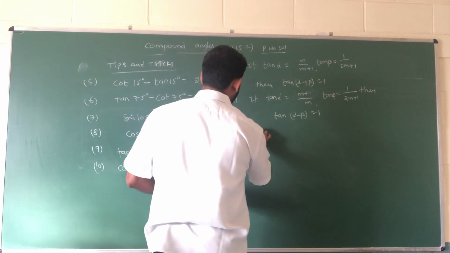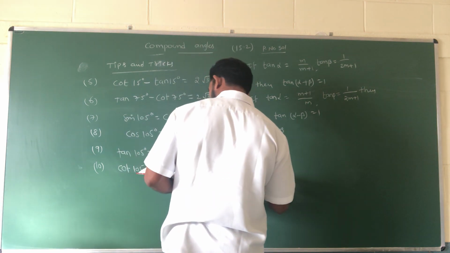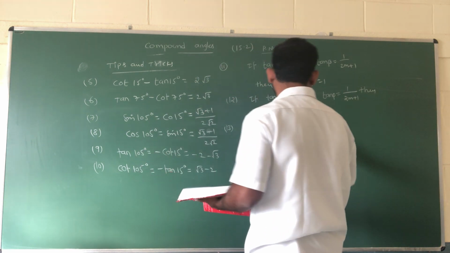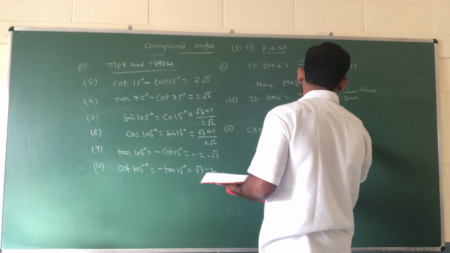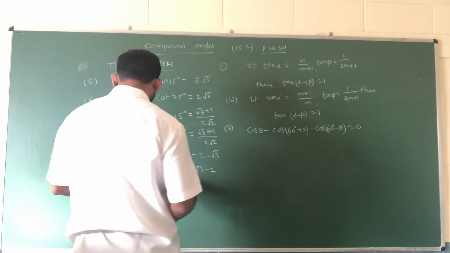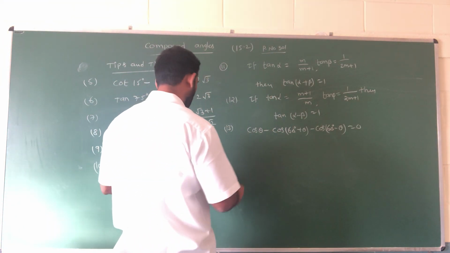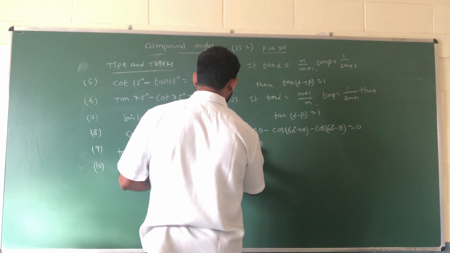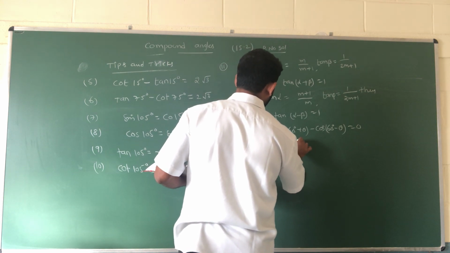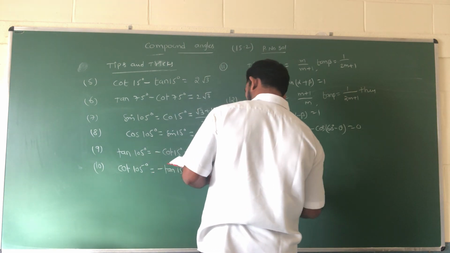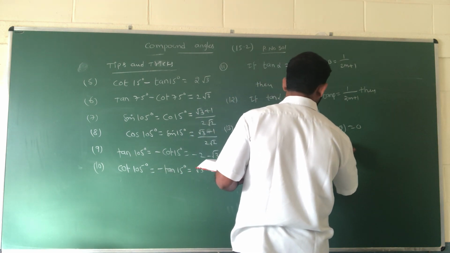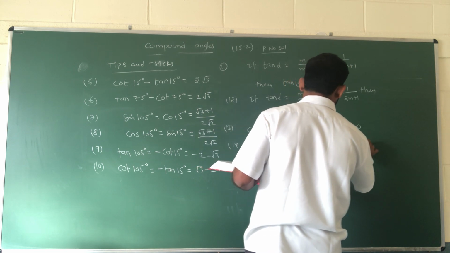Cos theta minus cos 60 plus theta minus cos 60 degrees minus theta, the whole summation should be 0. Next point: cos theta plus cos 120 degrees plus theta plus cos 120 degrees minus theta is equal to 0.